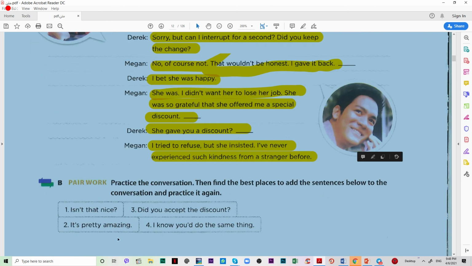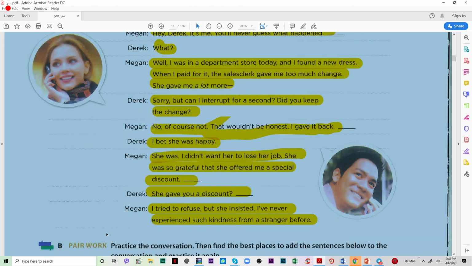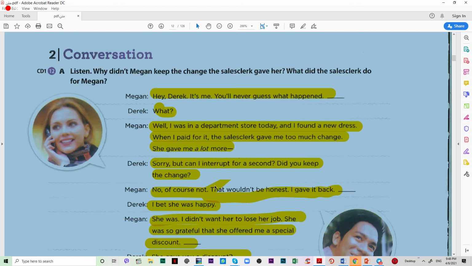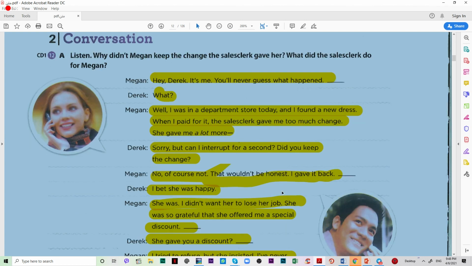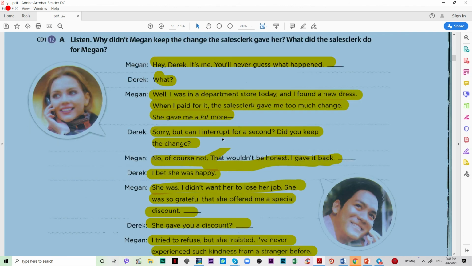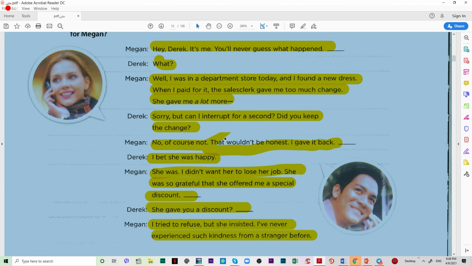It is a pretty, it means very. إنها جدا رائعة. It's a pretty amazing, it is a pretty amazing, نقدر نخليها بالفراغ الثاني, بالخط الثاني. Okay, she gave me a lot more. نقدر نخليها فرضا.